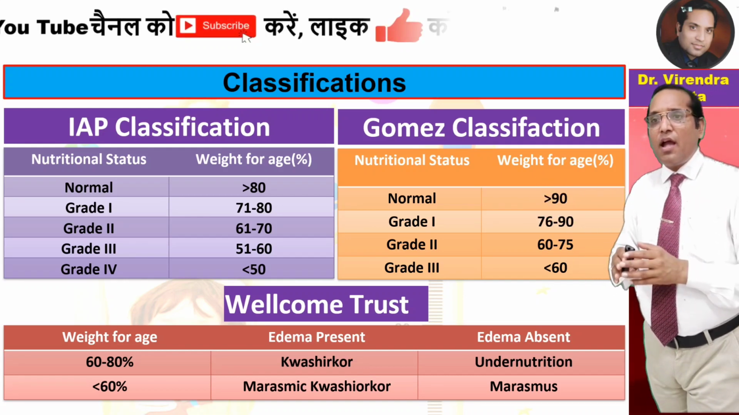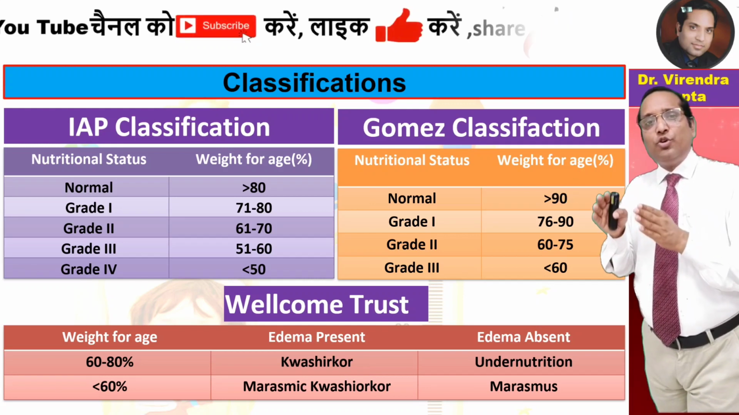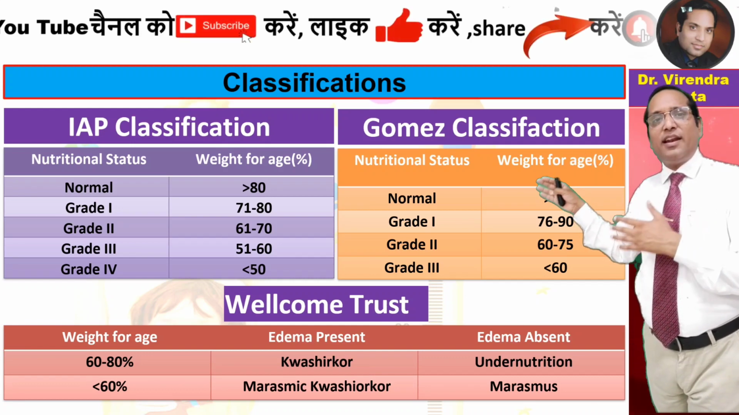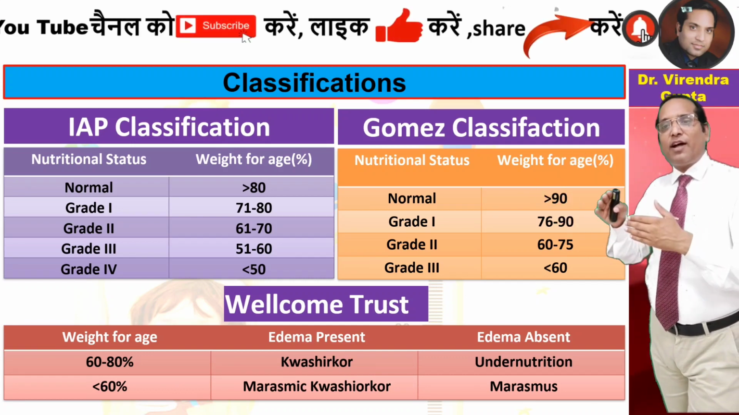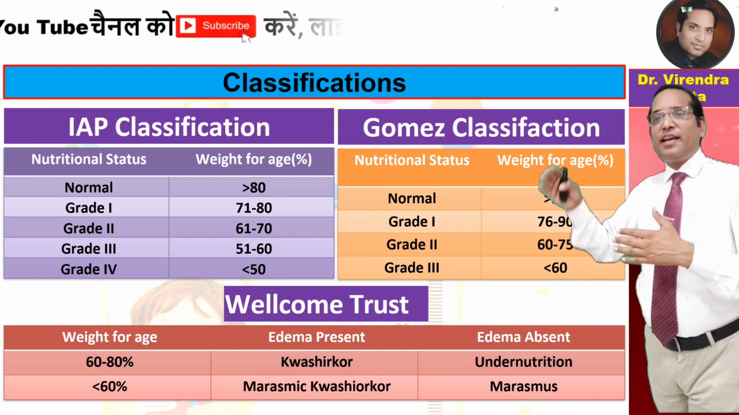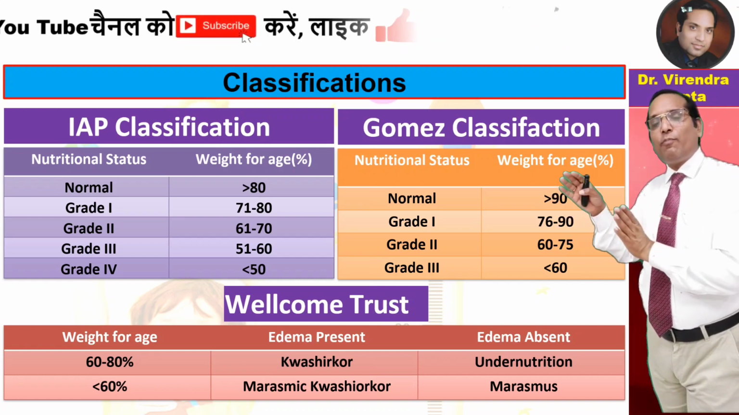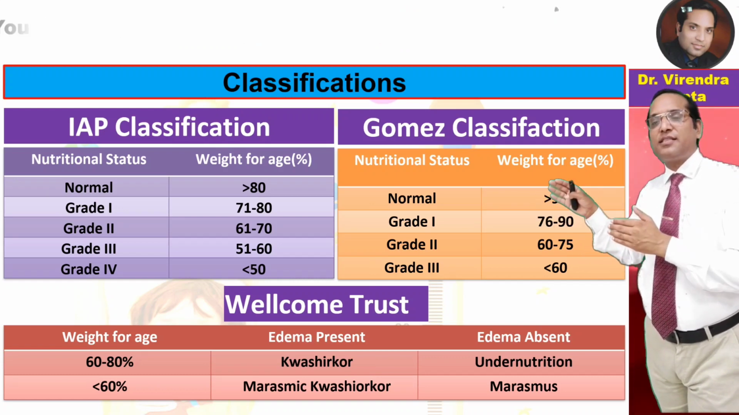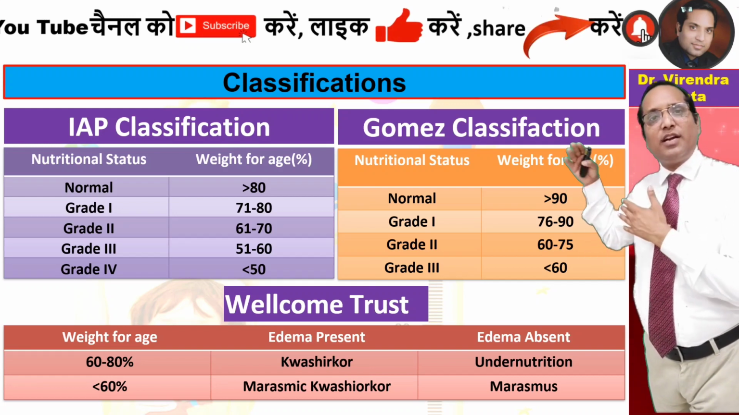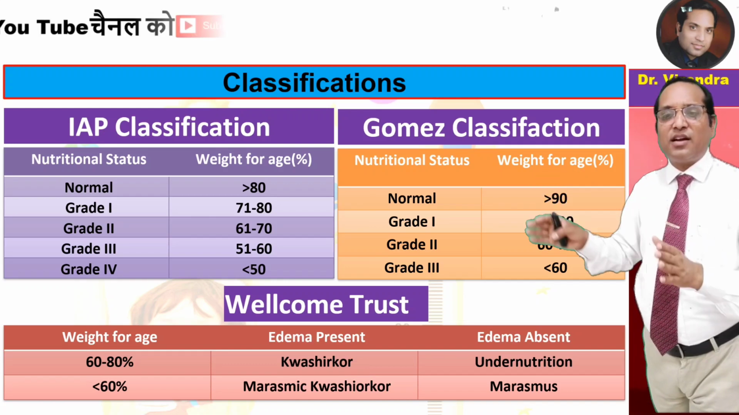And in the Gomez classification, the nutritional state is normal where the weight for age is more than 90%, while grade 1, grade 2 and grade 3 are classified on the basis of a decrease in weight for age of 15% per degree: 76 to 90% is grade 1, 60 to 75% is grade 2, and less than 60% is grade 3.